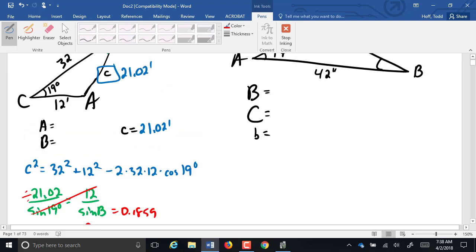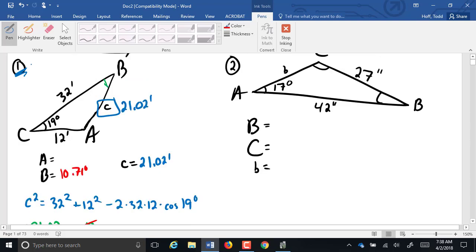So that's telling us that we're pretty sure, we're very sure A is obtuse. Because we take the 180 minus 19 minus 10.71, 150.29. Make sense? Okay. Any questions on number one you want me to go over?